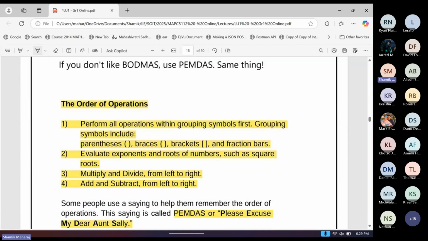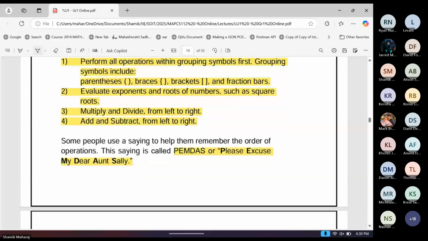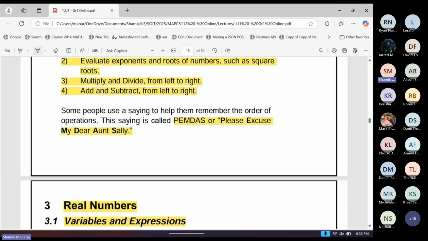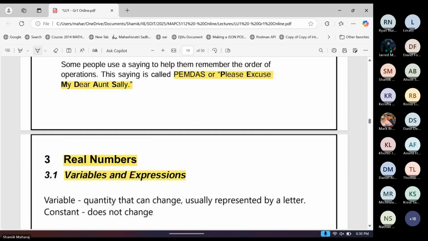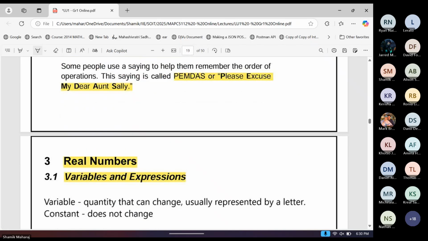Okay, and some people don't like BODMAS and use PEMDAS, which is really the same thing. It works out to the same thing. So if you prefer this, you can use this. Apparently this is a thing. I didn't even know about this, but then again, I think this is a new thing in school. I'm quite old now compared to many of you guys probably.